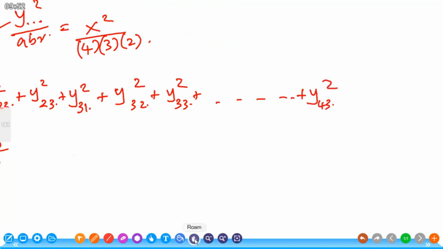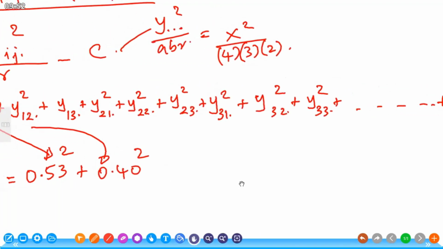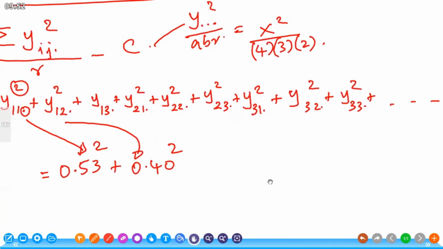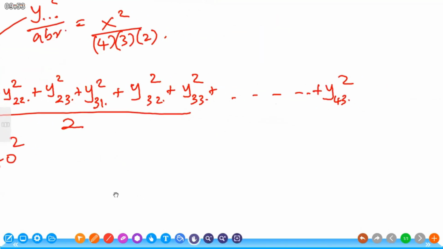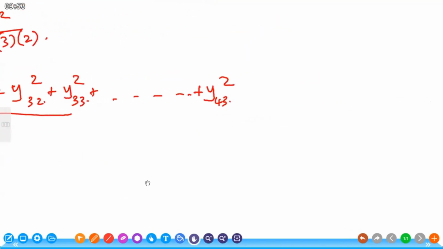We didn't complete yet. You can add all and divide by r. What is r? Number of replicates. How many replicates do we have in our case? Number of replicates is 2. That is why we are dividing. Minus our correction factor, I will put it as C. No problem in calculating the correction factor, isn't it?